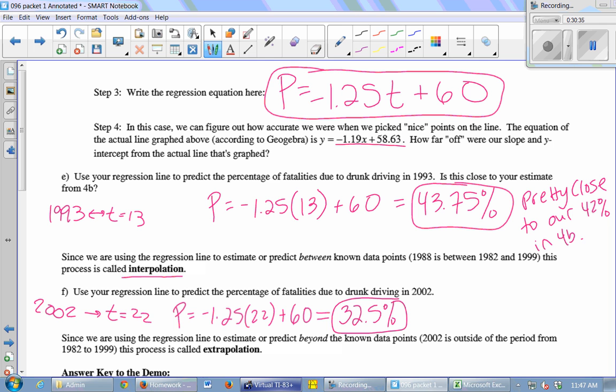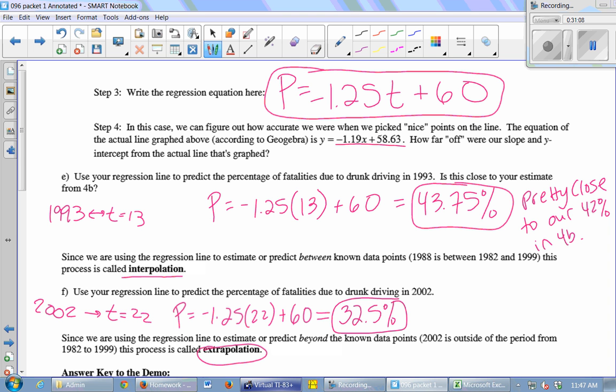So I get 32.5%. And because 2002 was outside of the date range that I gave you data for, it's not between 82 and 99, we call that process extrapolation. We're making a prediction. We use estimate or predict in either case, whether you're doing interpolation or extrapolation.